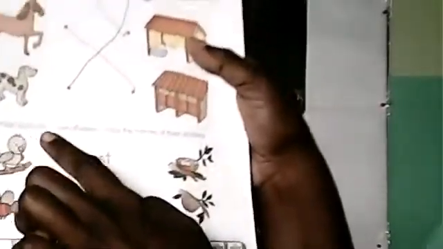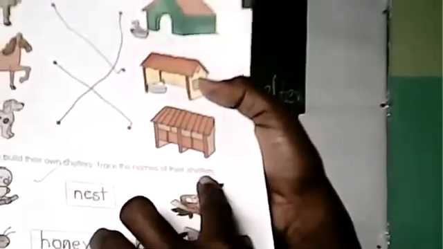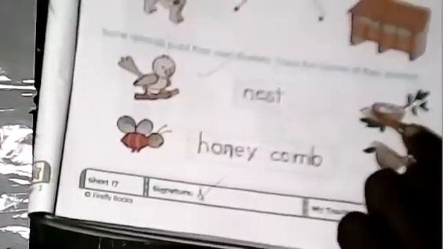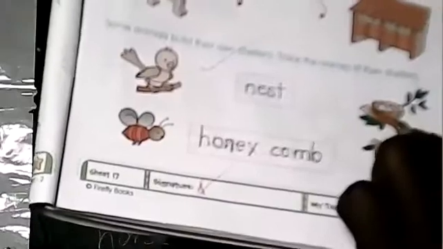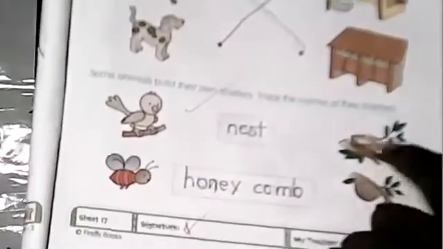Then after doing this, now see, some animals build their own shelters. Trace the names of the shelters. See here. What picture do you see here? Bird. Where does the bird live? The bird lives in a nest. It lays eggs. And it lives in a nest. So bird's house is nest. The word nest is given in dotted lines, so you trace over the dotted lines.